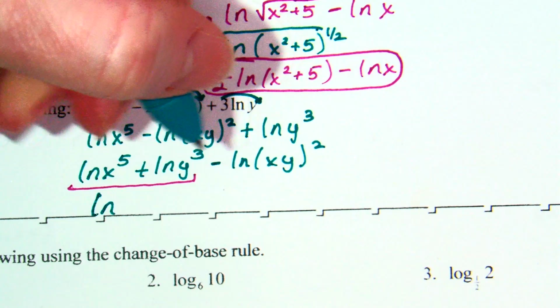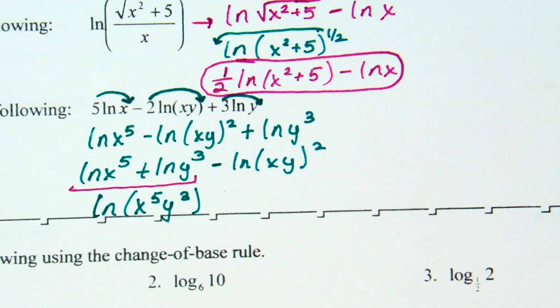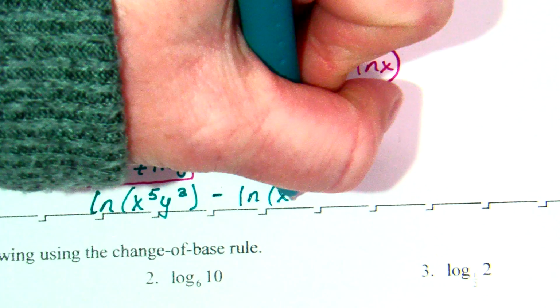So this is going to be the natural log of x to the fifth, y to the third. If you want to go ahead and do the division, you can. I'm going to do that in my next step. Notice I put parentheses around my x to the fifth, y to the third. I did that so we know what's in the log for sure. And it's still minus natural log xy squared.